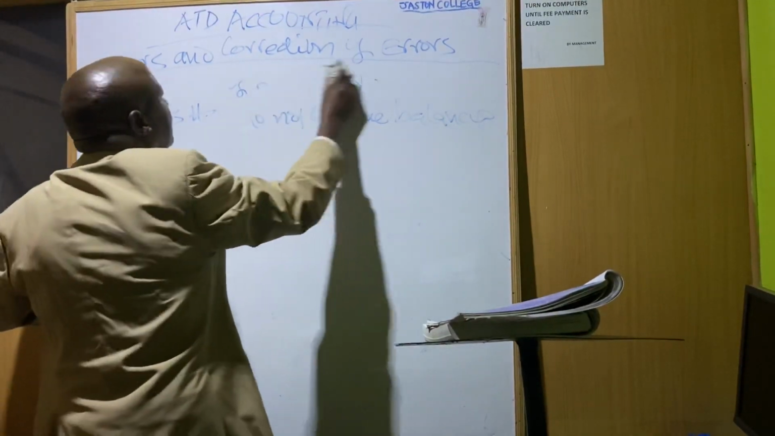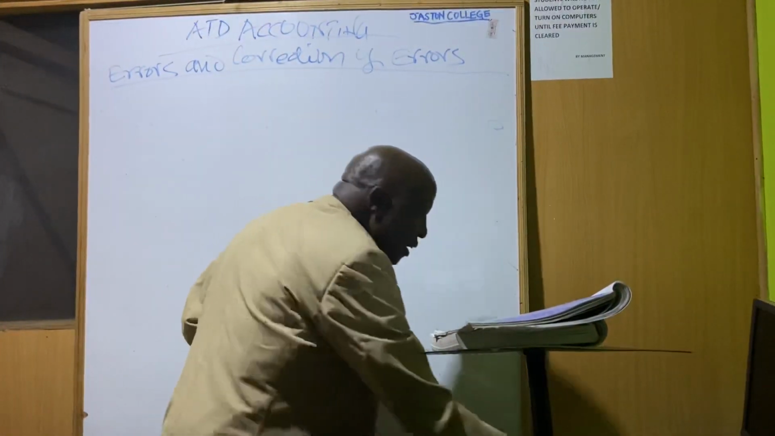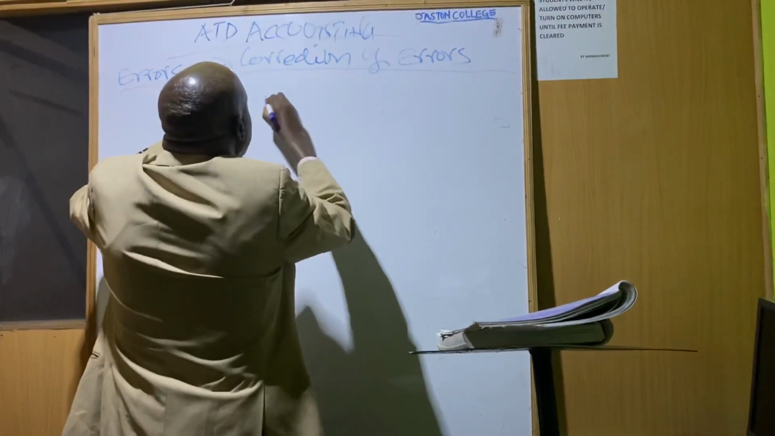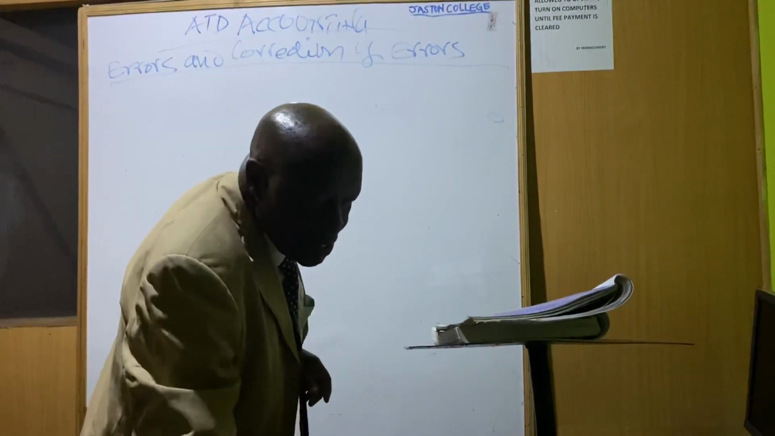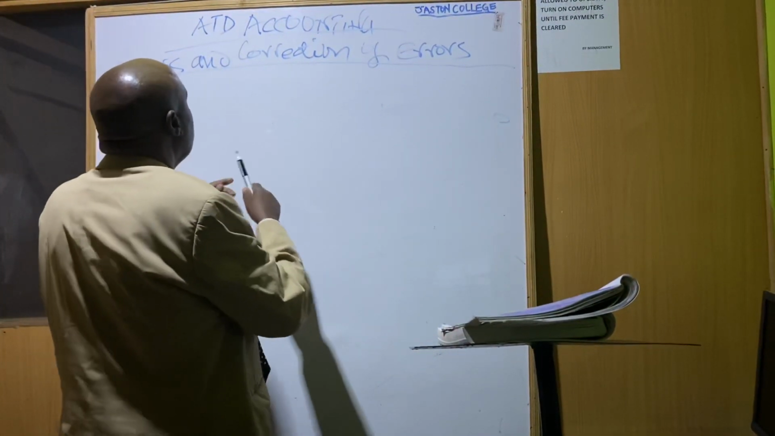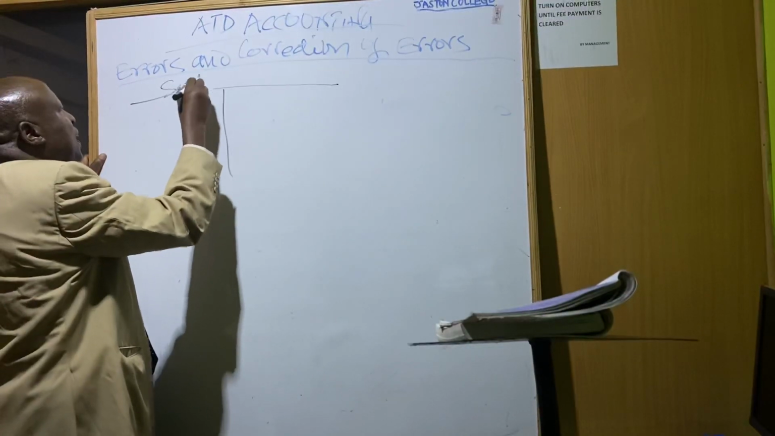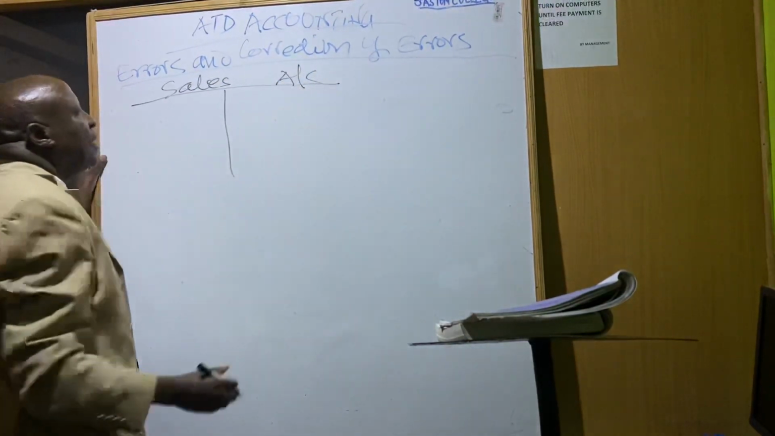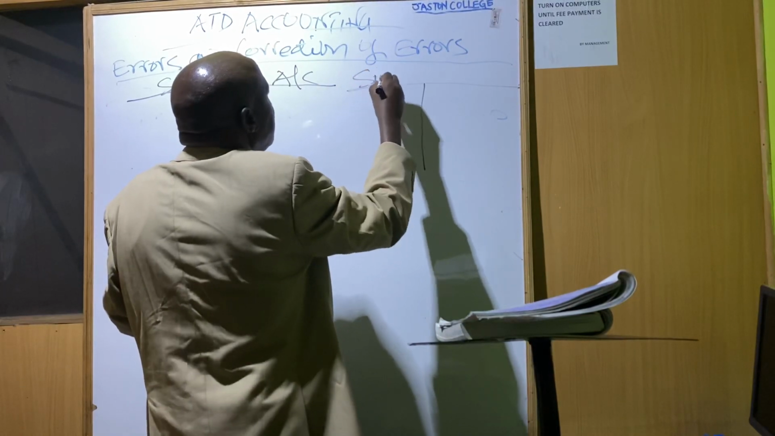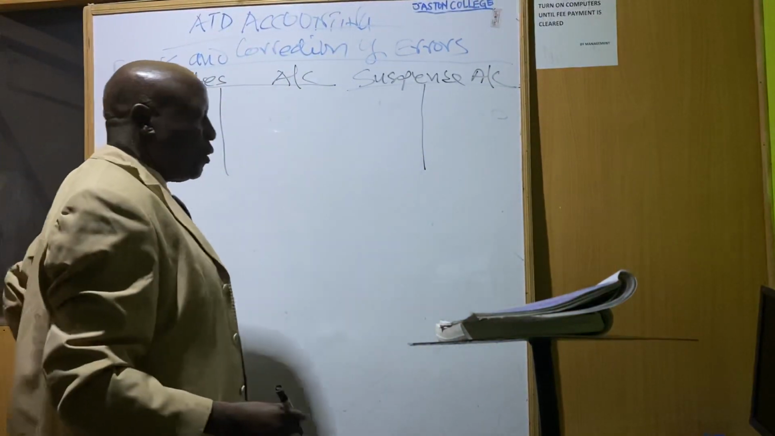This is what we will do. We will first of all open a sales account. And then we will open a suspense account.